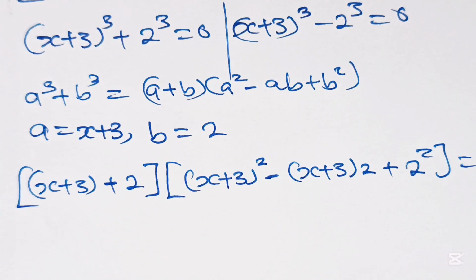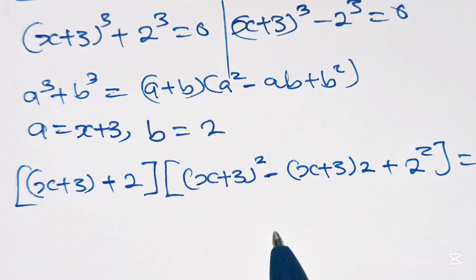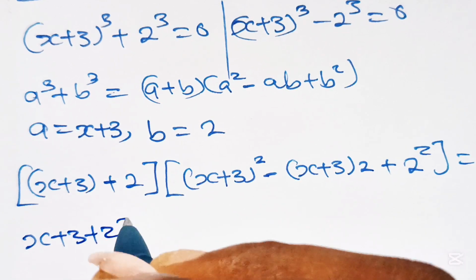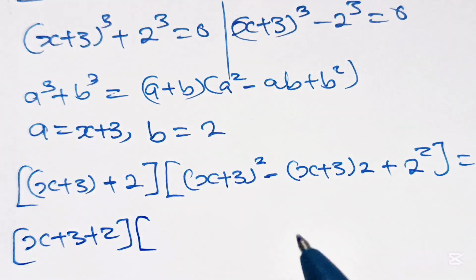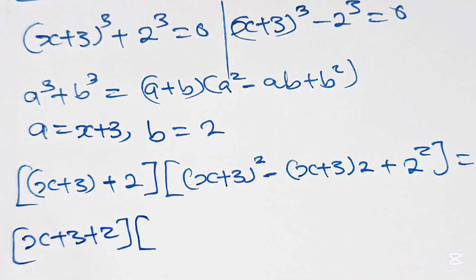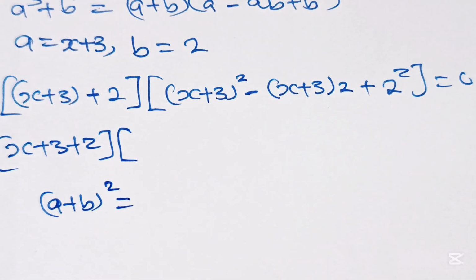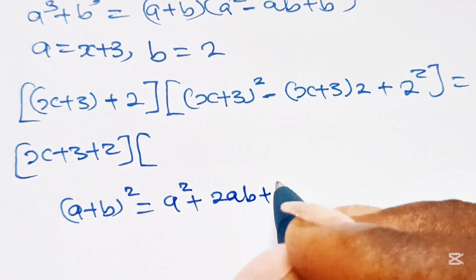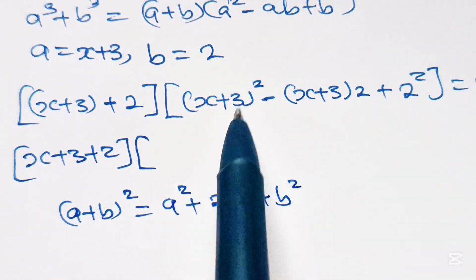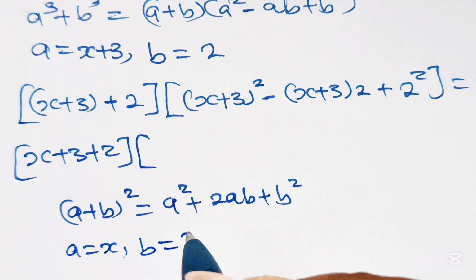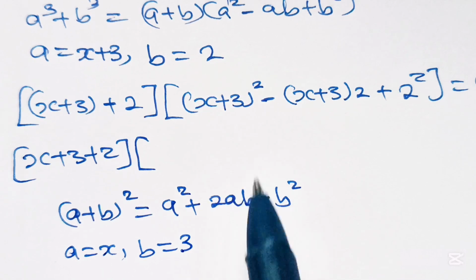Thank you very much. So from here we can see that (x + 3 + 2), okay, multiplied by, now (x + 3)², when you have (a + b)², this is equal to a² + 2ab + b². Now in this case, our a is equal to x while our b is equal to 3. So we are going to expand this in this form.